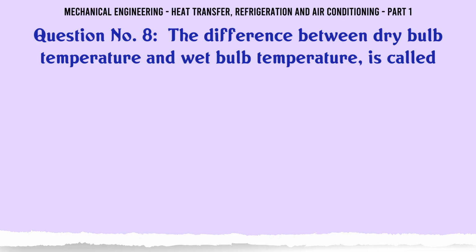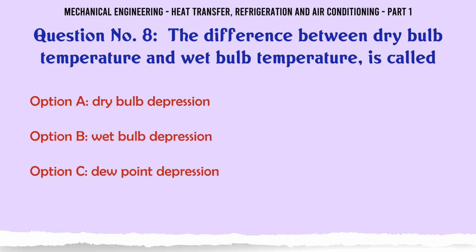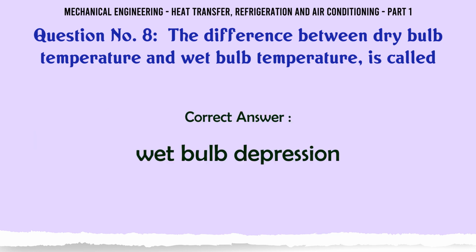The difference between dry bulb temperature and wet bulb temperature is called A. Dry bulb depression, B. Wet bulb depression, C. Dew point depression, D. Degree of saturation. The correct answer is wet bulb depression.